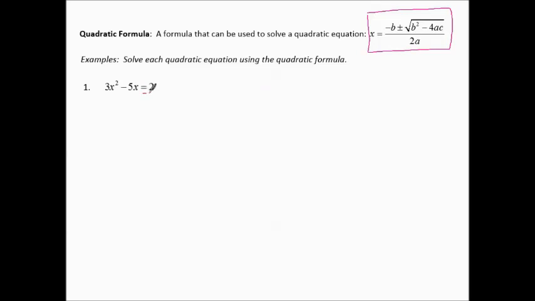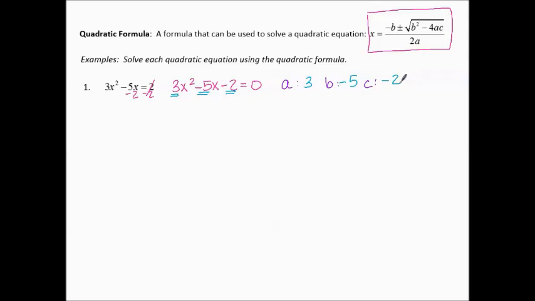So I'm going to take this 2 and subtract it from both sides. Now I have 3x squared minus 5x minus 2 equals 0. Notice they are not like terms, so I'm going to write them both. Now I'm going to identify my a, my b, and my c. Here, my a number is 3, my b number is negative 5, and my c is negative 2.